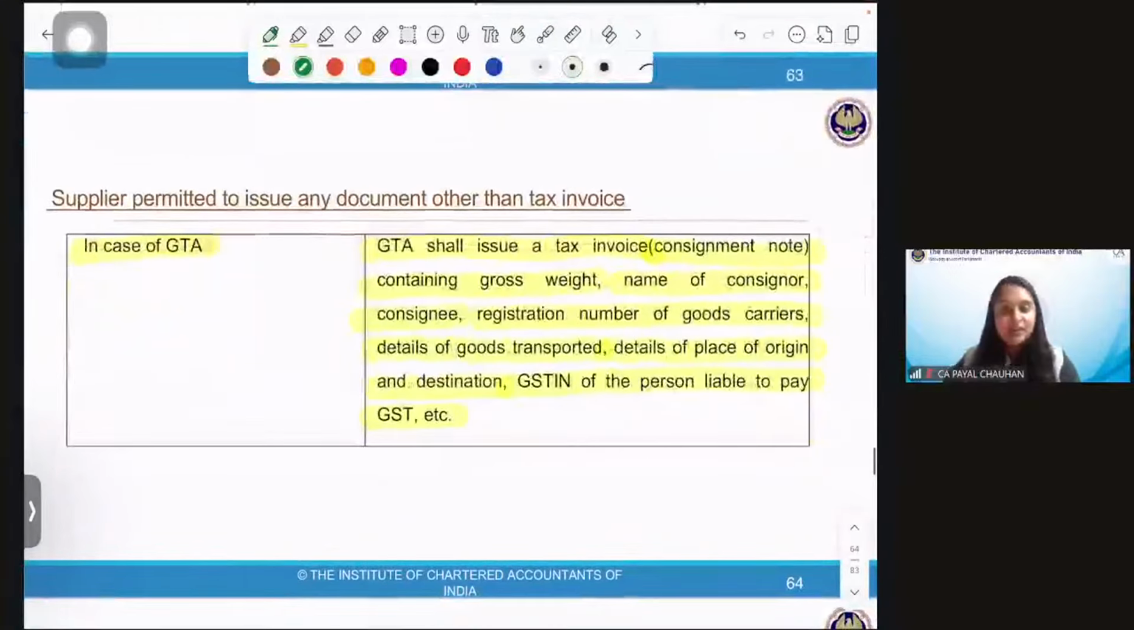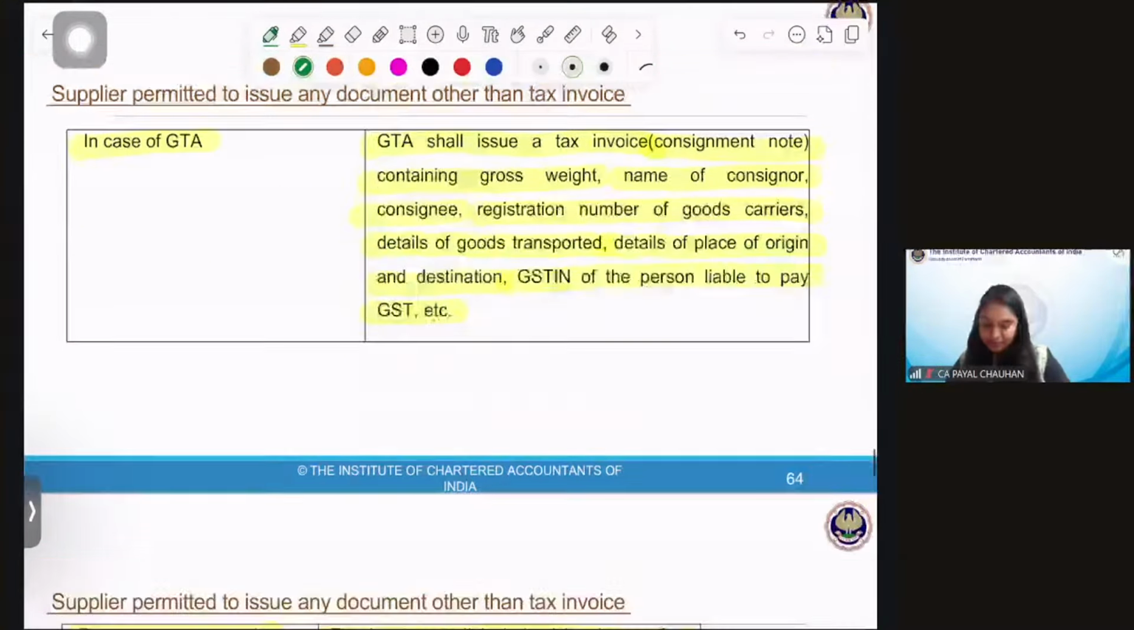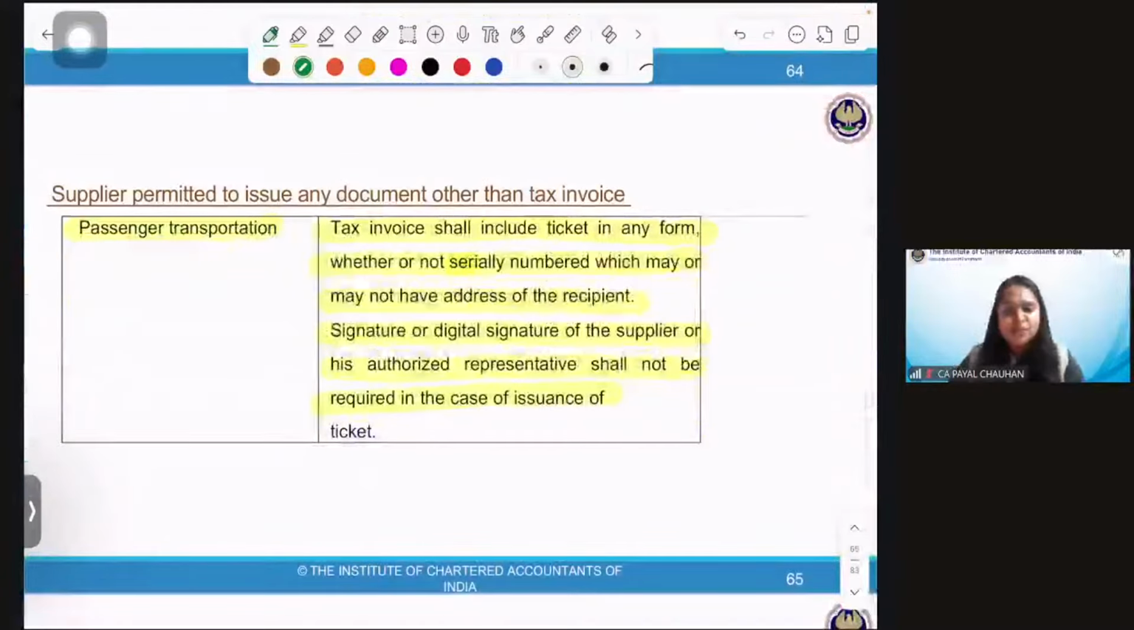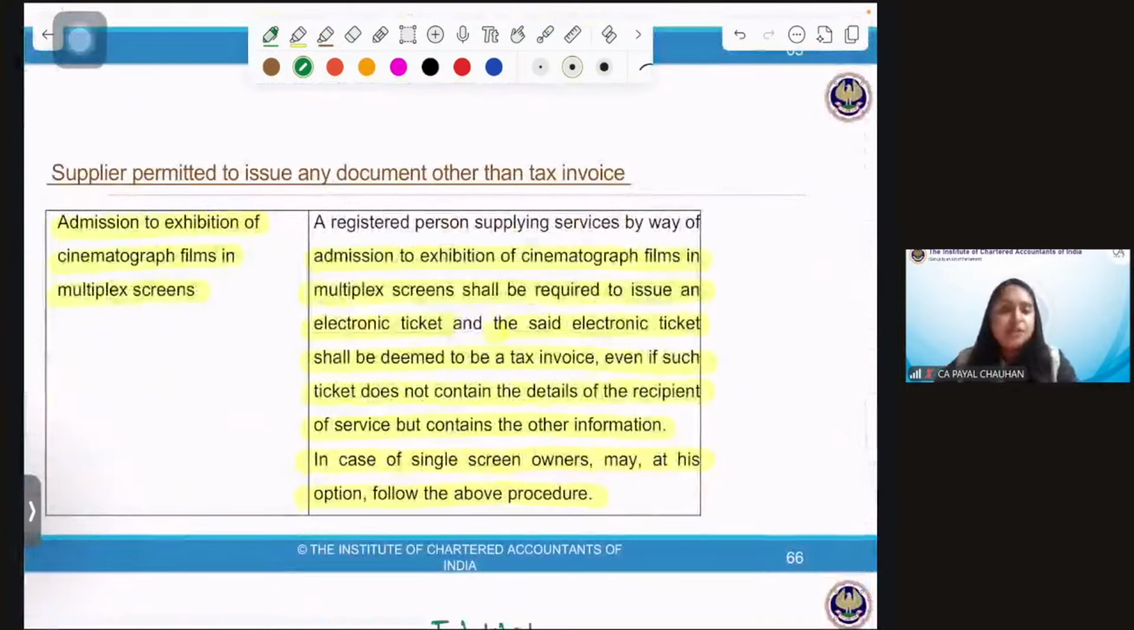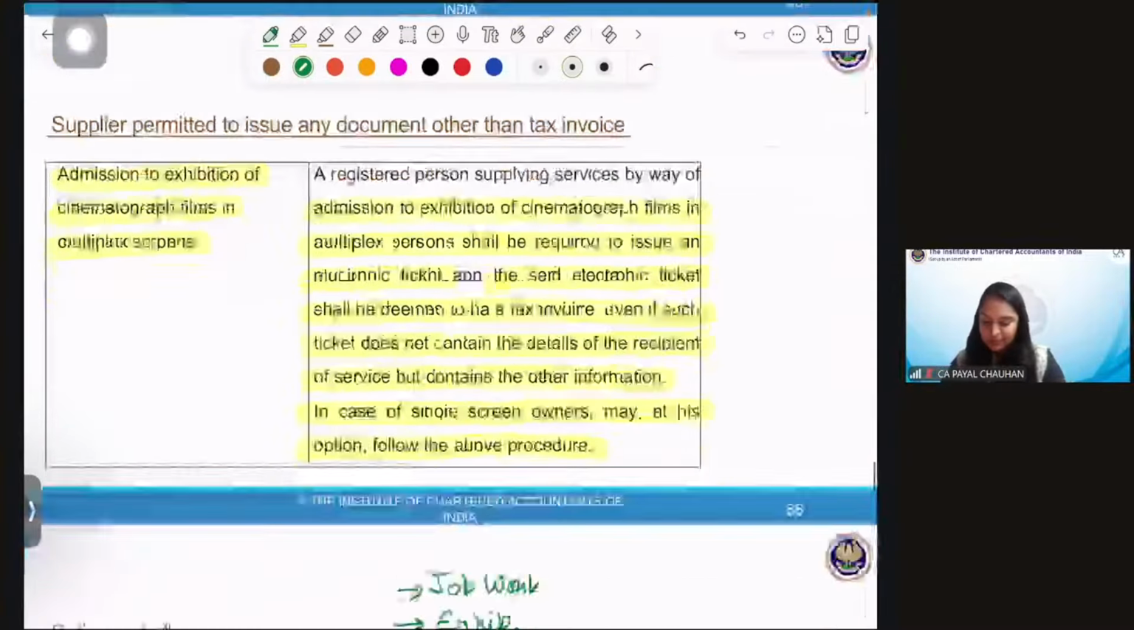Now in case of GTA, usually a consignment note is issued, with the name of the consigner, name of the consignee, registration number of the vehicle, and details of the goods. In case of passenger transportation, usually we don't have the information mentioned in the contents of an invoice, and tickets are issued. For admission to cinematography films, tickets are also issued. In case of single screen owners, it's their choice: they can opt for tickets or go for the invoice.